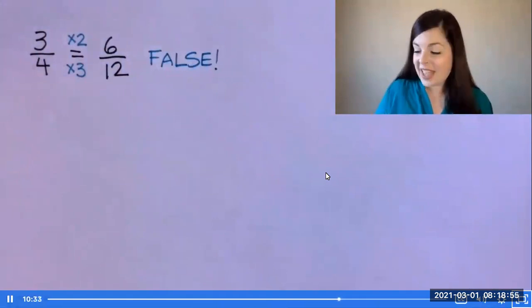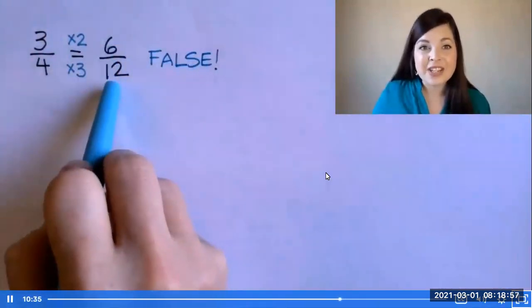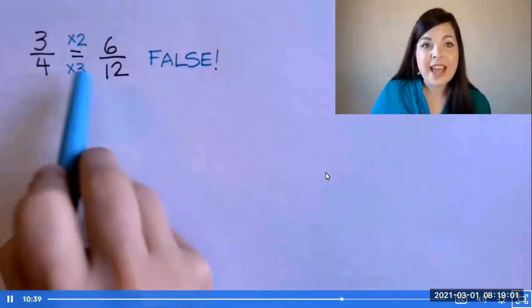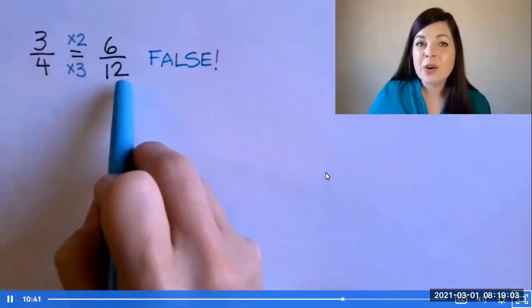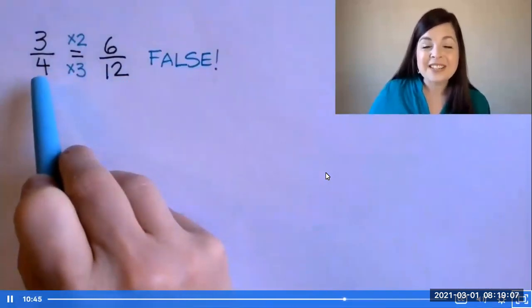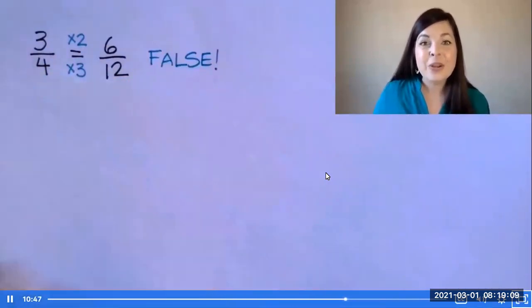Pause the video and change the right side of this equation to make it true. So keep 3/4 and then change either the numerator or the denominator in 6/12 to make it an equivalent fraction to 3/4. When you get back, we'll compare our thinking.